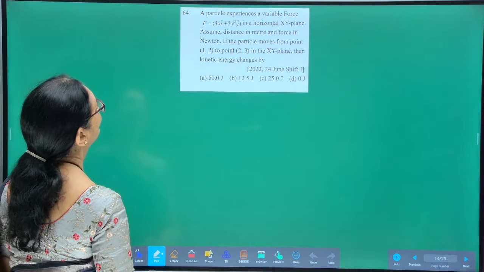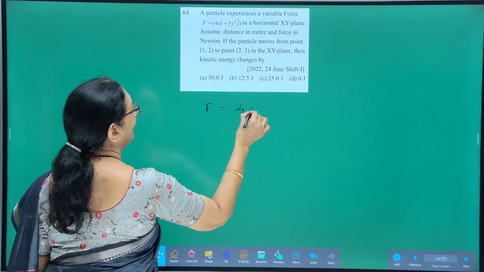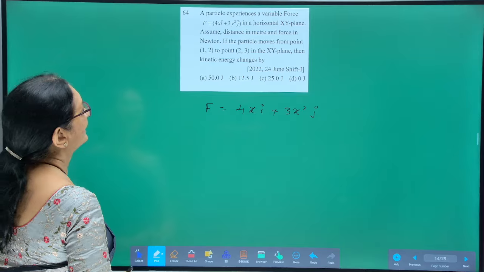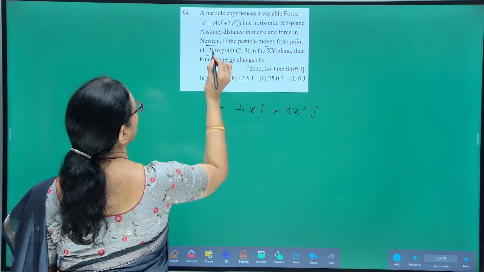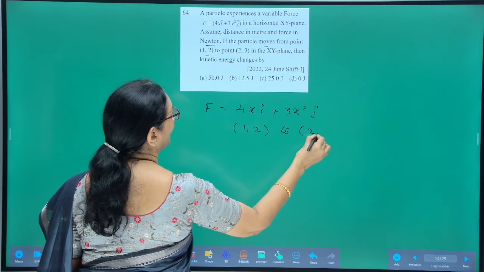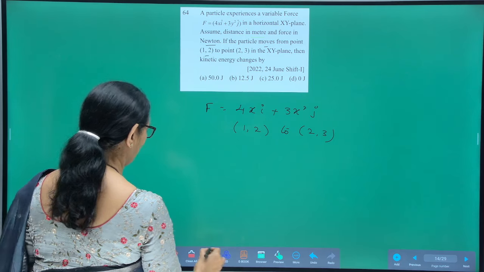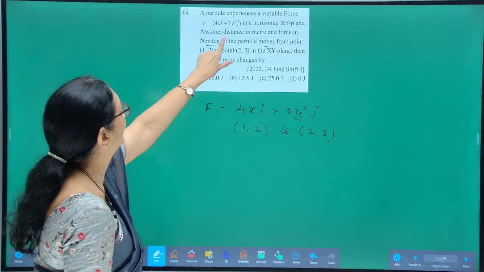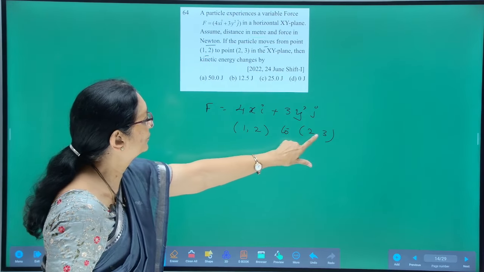Go to the next problem. A particle experiences a variable force, that is 4x i bar plus 3x square j bar in the xy plane. Assuming distance in meters and force in newtons, the particle moves from the point (1, 2) to (2, 3). So, force is given as 4x i bar plus 3y square j bar, and the particle moves from the point (1, 2) to (2, 3).